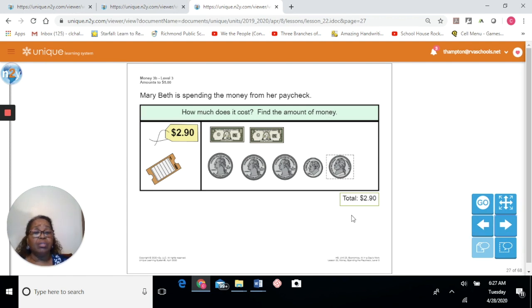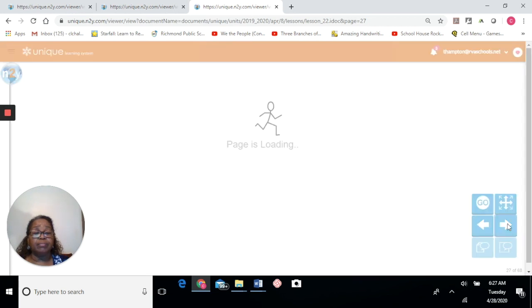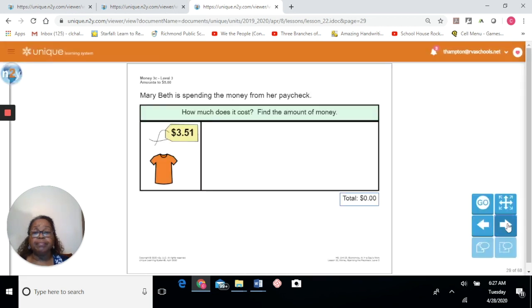Let's see if we can do another one. Ooh, this is $3.51. Mary Beth is spending the money from her paycheck. How much does it cost? Find the amount of money. We can read this. $3.51. Dollar sign, decimal point, $3.51. How are we going to make that happen?